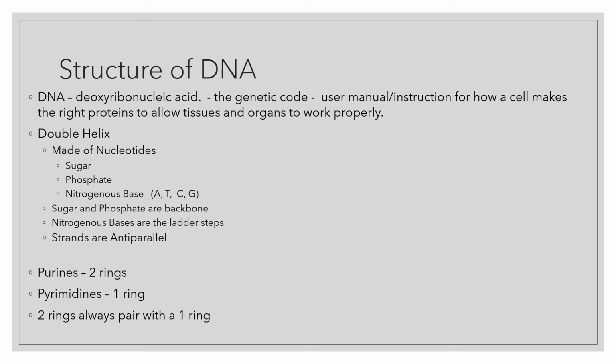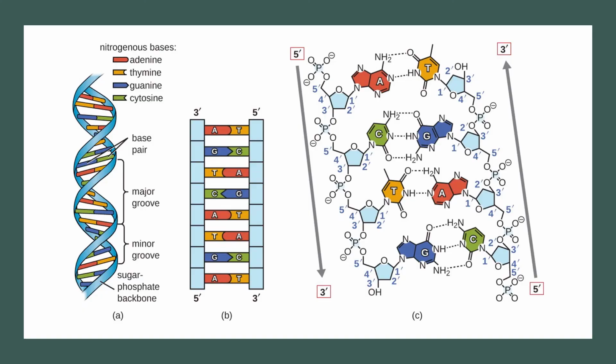There's two different names. There's purines, which have 2 rings, and pyrimidines, which have 1 ring. And you'll never see 2 purines bonding together. You'll never see 2 pyrimidines bonding together. It's just not how the molecules are shaped. If you look at these images, you'll see that our nitrogenous bases are adenine, thymine, guanine, and cytosine. If you look at this image here, you'll see that A's always pair with T's and C's always pair with G's. Apples are on trees, cars are in garages.